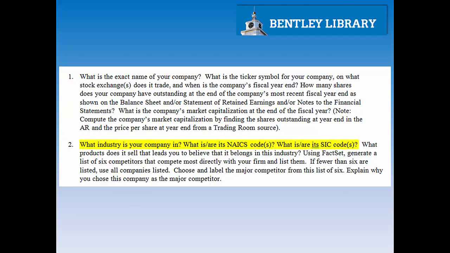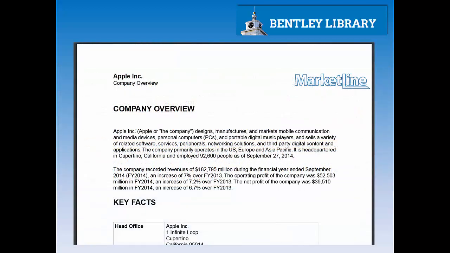The second question in your course project asks you to find your company's designated industry, as well as the company's NAICS and the company's SIC codes. From Tutorial 1, you may recall that we used MarketLine reports to uncover in-depth details about your company. Looking at the MarketLine report for our example company, Apple, we learned that the company produces technology services and products, such as music players, personal computers, software, and other peripherals.